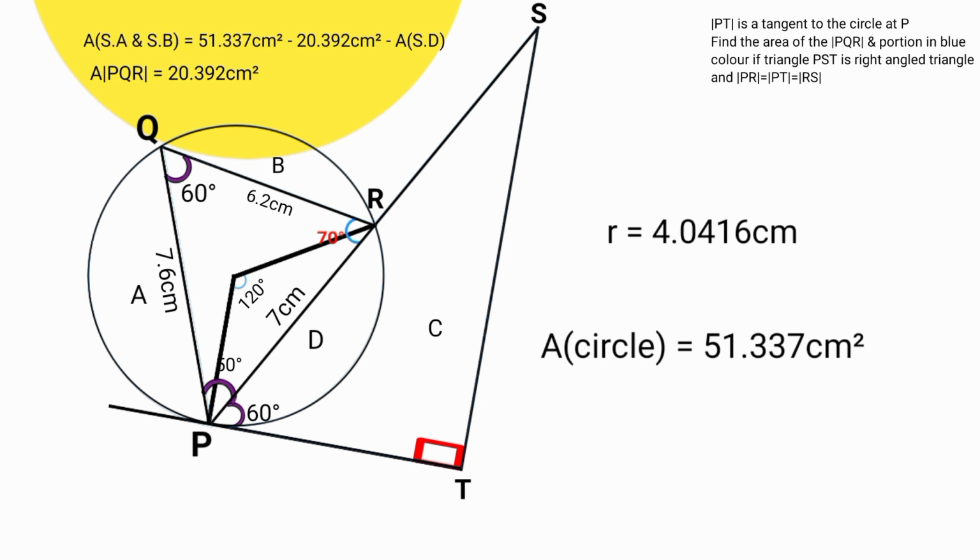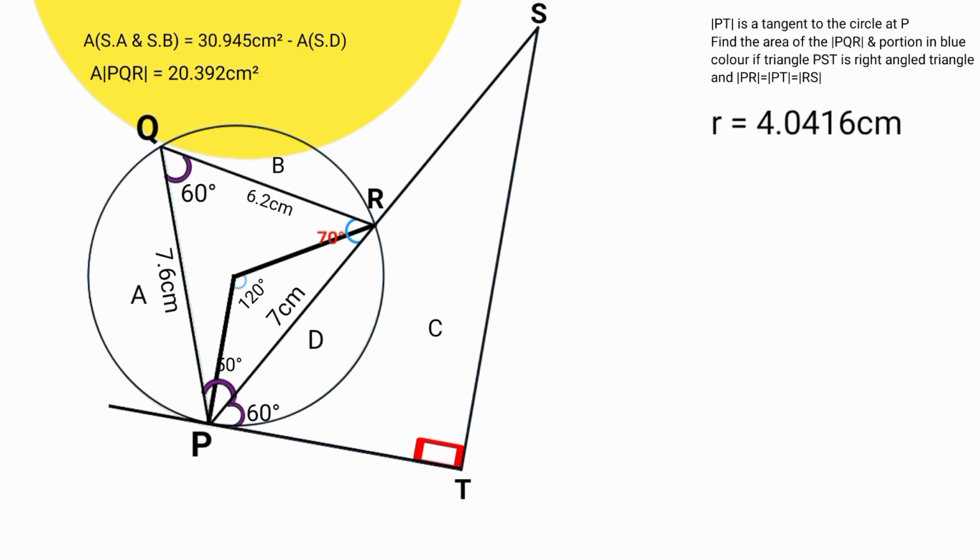Now area of segment A and segment B equals 51.337 centimeters squared minus 20.39 centimeters squared minus area of segment D. 51.337 centimeters squared minus 20.392 centimeters squared is 30.945 centimeters squared. So area of segment A and B equals 30.945 centimeters squared minus area of segment D.